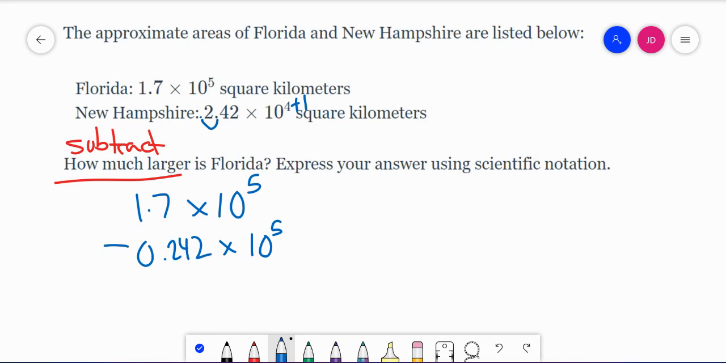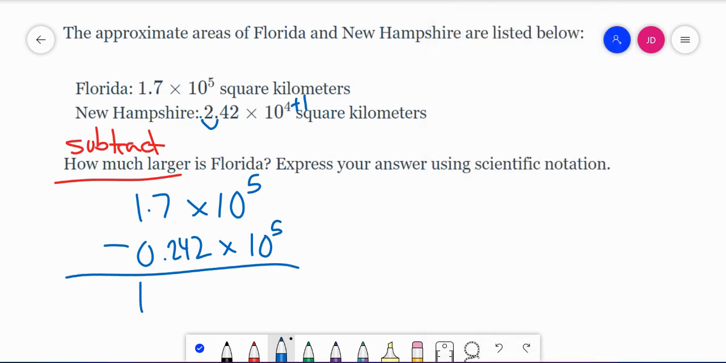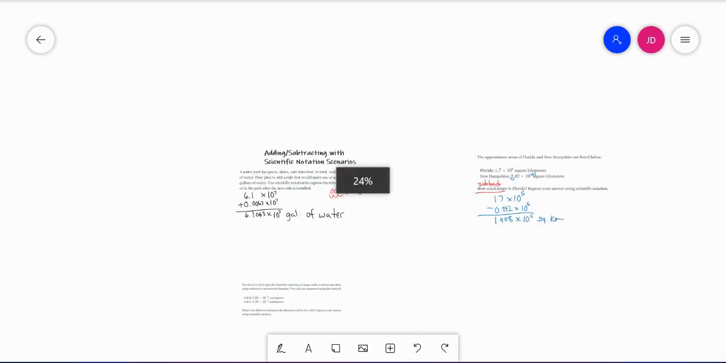All right, subtraction, I usually use a calculator. 1.7 minus 0.242, and I get 1.458. 1.458. And again, you keep the power of 10. In this case, we're talking square kilometers. And it is in scientific notation. Okay. Let's look at one more scenario.